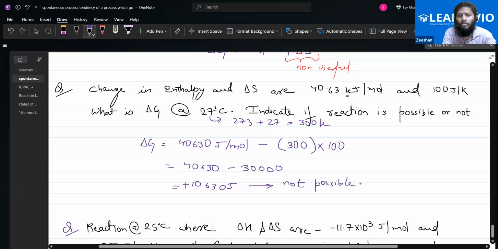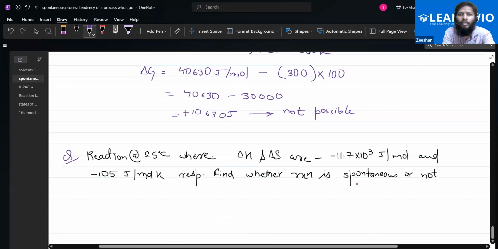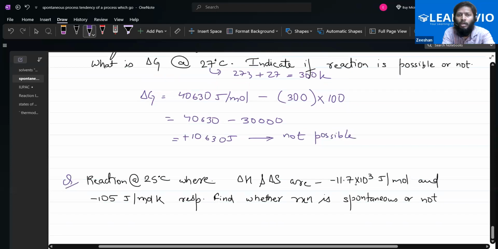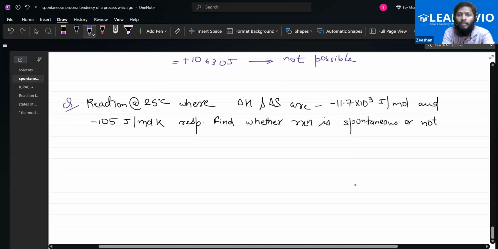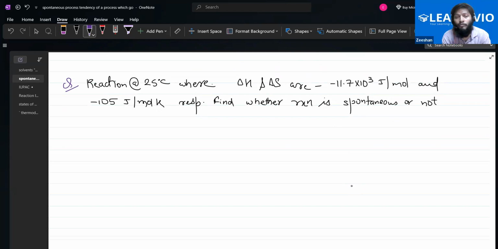Now try this question out. So this one is very easy. Just you have to put the formula. If the question is on free energy or spontaneity, you don't have to worry about it. Just put the formula and put the data in the formula and you will solve the question. Try this one question.